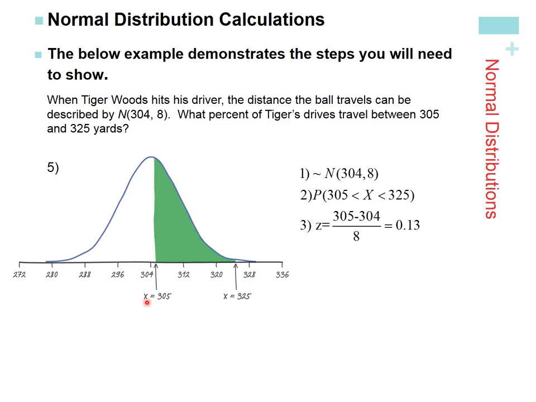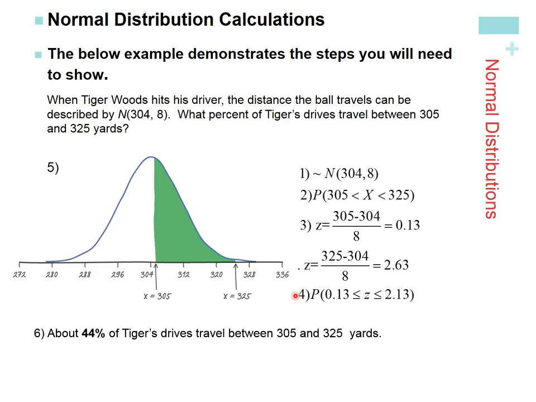All right, so what is the z-score for 305 and 325? Show those calculations. You must show them. So here are my two calculations. This one down here is 0.13. This one over here is 2.63. So what percentage are we now finding with our z-scores? We're now finding the percentage that z is between 0.13 and 2.63. So first find the percentage using your values, find the z-scores, then find the percentage using your z-scores.